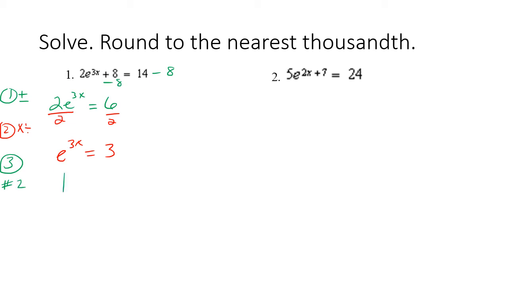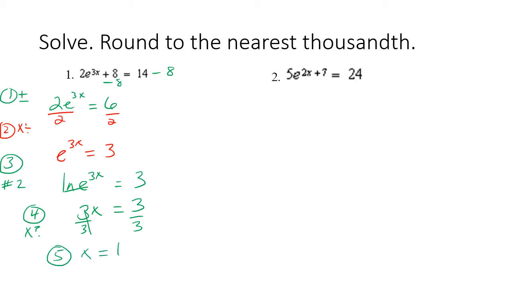So isn't it the natural log of e to the 3x equals 3? This is going to undo my natural log. I'm left with 3x equals 3. Step 4, solve for x, divide by 3, and that leaves me with x equals 1.